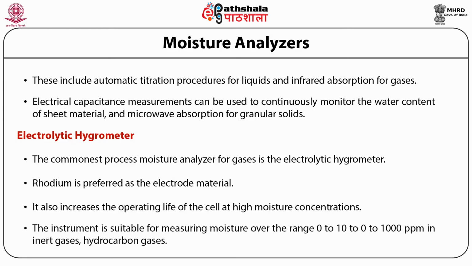The instrument is suitable for measuring moisture over the range 0 to 10 to 0 to 1000 ppm in inert gases, hydrocarbon gases, and even in chlorine. However, it cannot be used with basic gases such as ammonia or with certain organic materials such as alcohols and acetone. The phosphorus pentoxide film also catalyzes polymerization of some unsaturated organics, particularly conjugated dienes such as butadiene. To overcome this problem, a gas chromatograph can be used in conjunction with the electrolytic hygrometer to carry out a preliminary separation of the unwanted sample components.